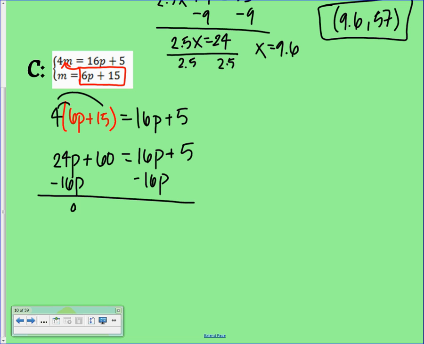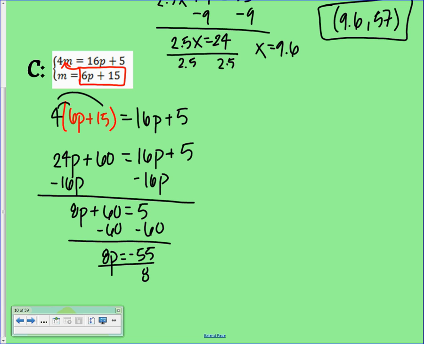That's going to give me 8p plus 60 to equal 5. Then I'm going to subtract 60 from each side. So I'm going to get 8p to equal a negative 55. Divide each side by 8. So I'm going to get p to equal negative 6.875.